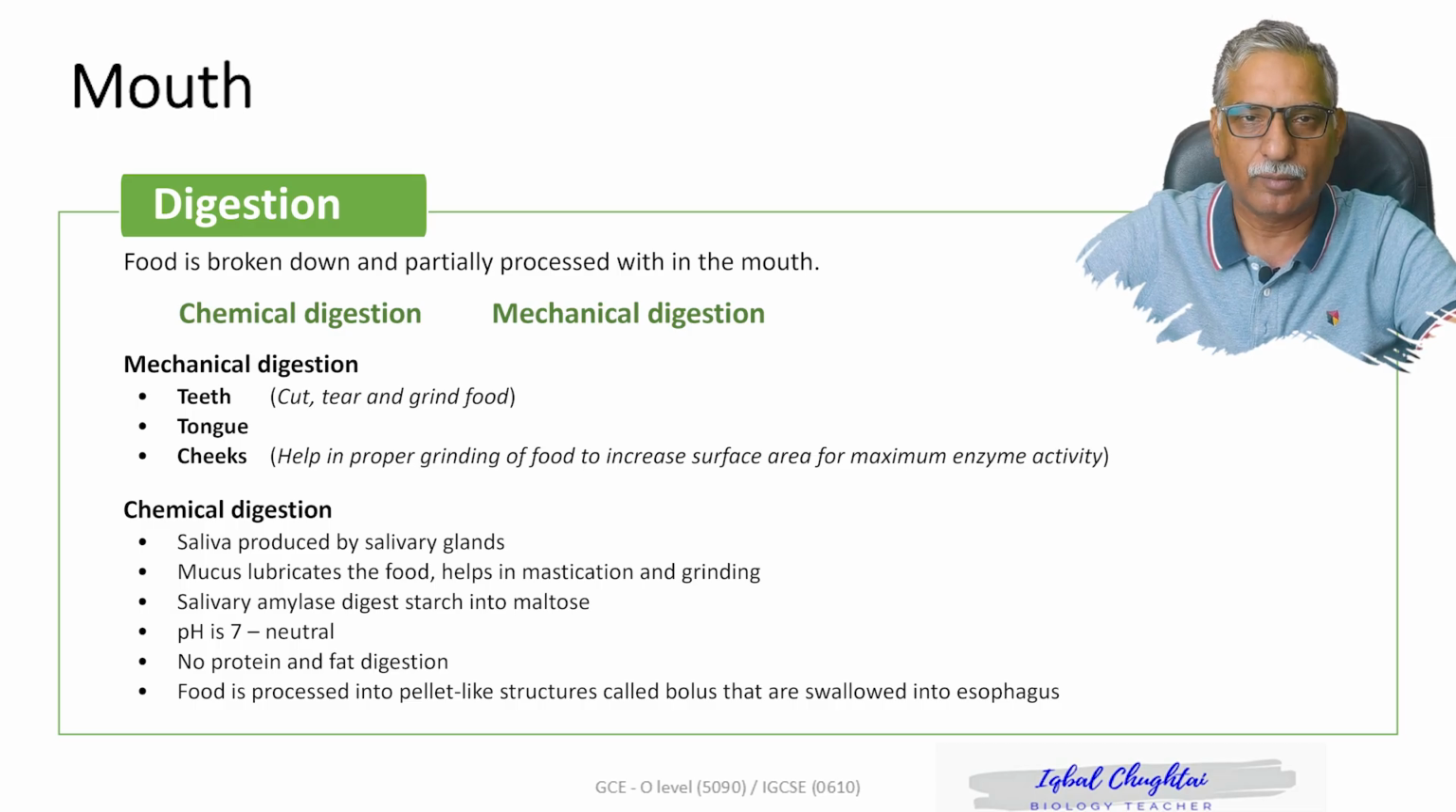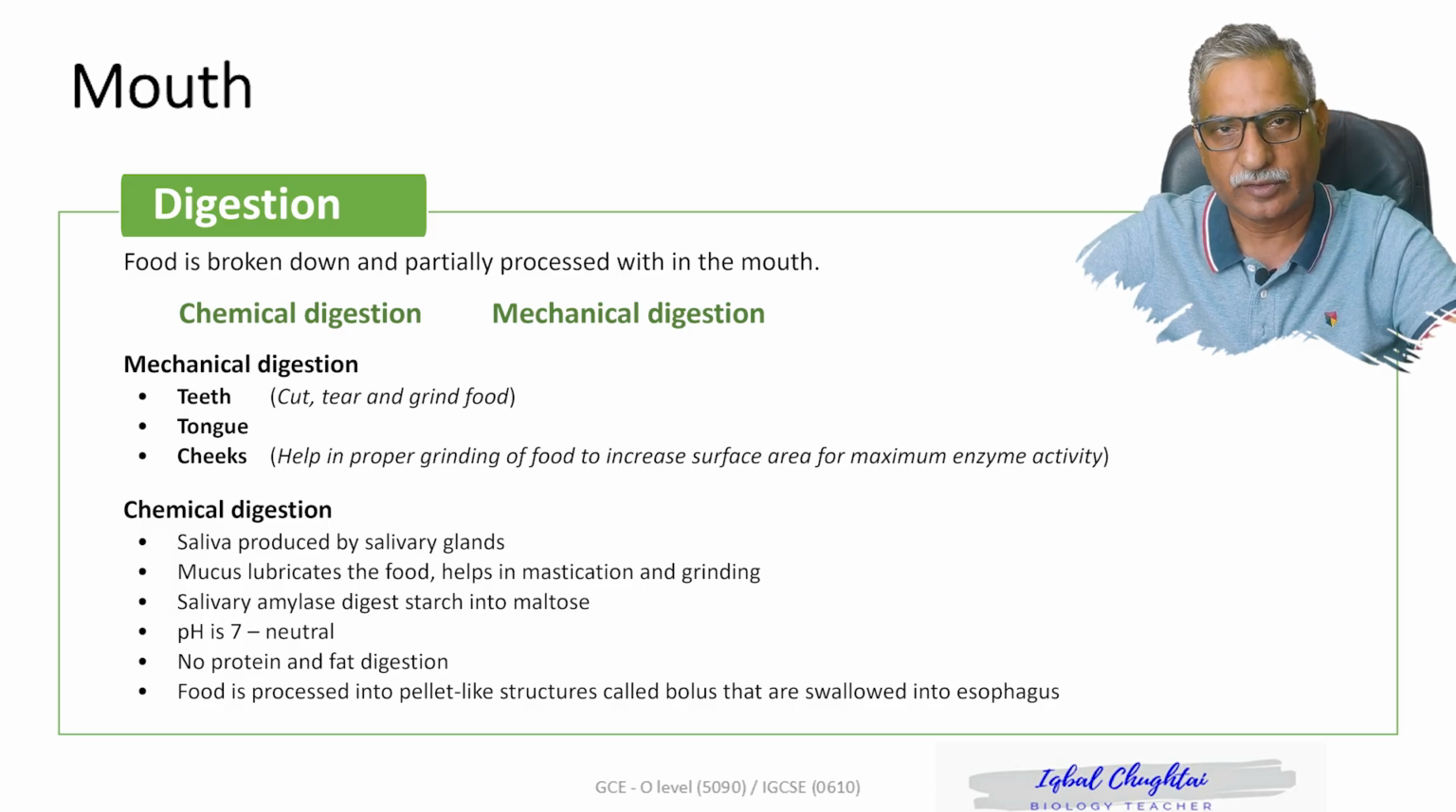Within the mouth, by the activity of teeth, larger food pieces are converted into smaller food pieces, and then salivary amylase digests starch into simple sugars. But remember, not all the starch is digested here, only a little portion, because food stays in the mouth for a little time. Now that partially processed food is converted into pellet-like structures known as a bolus, and this bolus is swallowed into the esophagus.